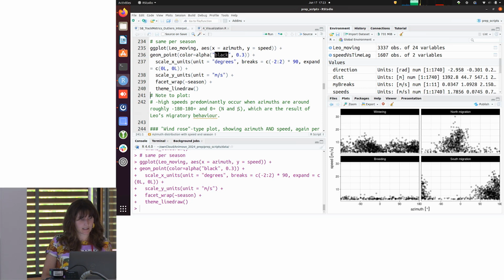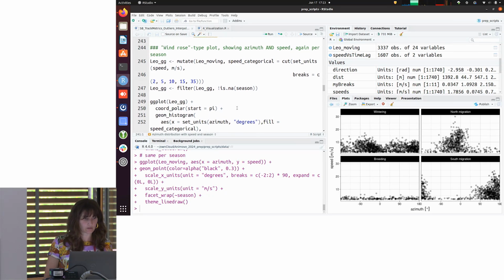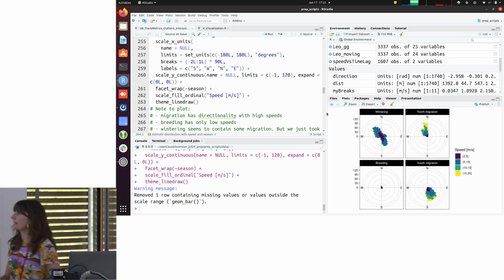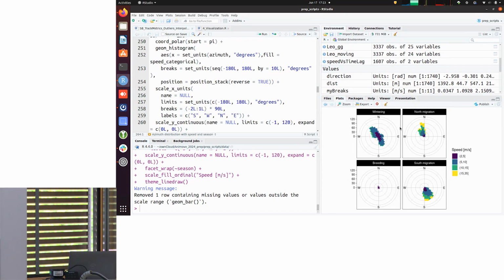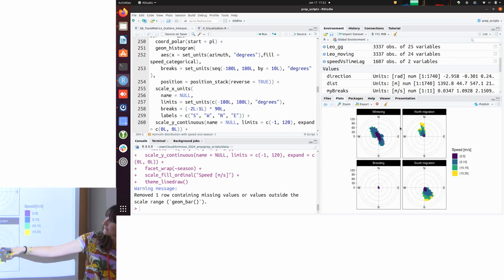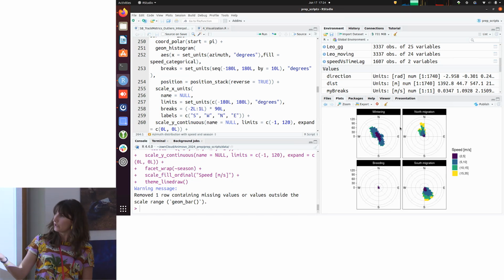So we can see this more clearly in the next plot, which is going to show the same information, but in a fancier looking plot. This is a type of plot that is called windrows. Usually it's used for winds, but here we're going to use it on the behavior of the animal. Again, we are going to have different panels for different seasons. And here we see again that the highest speeds are reached in those preferential migratory directions, north migration, south migration. And then in the breeding, it does what we expect. Pretty much it's going to sit on the nest and look around for food.